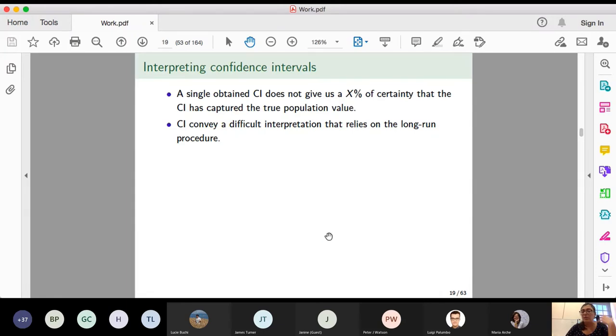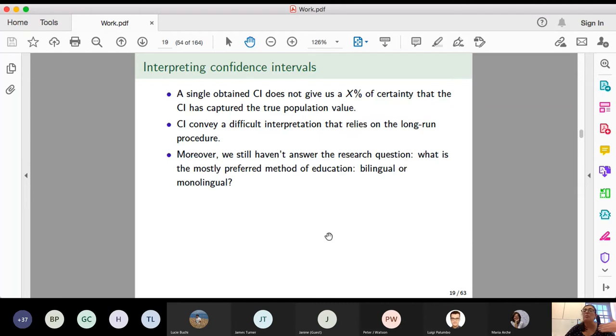So, summarizing about the interpretation of confidence intervals, a single confidence interval does not tell us a percentage of certainty that this range that you got contains the true parameter value. The interpretation is more related to the long-run procedure. Okay, if you repeat this many, many, many times, 95% of the confidence intervals will contain the true parameter value.